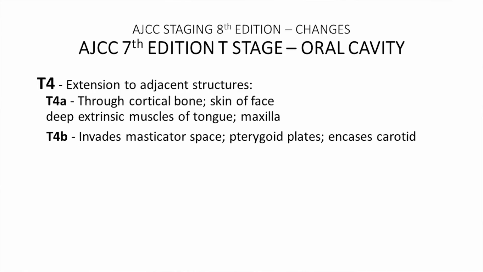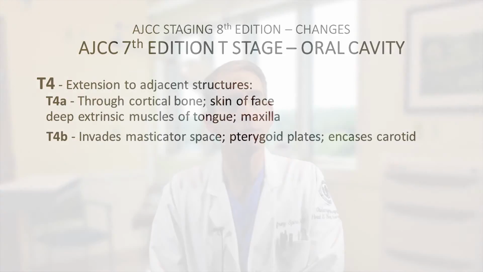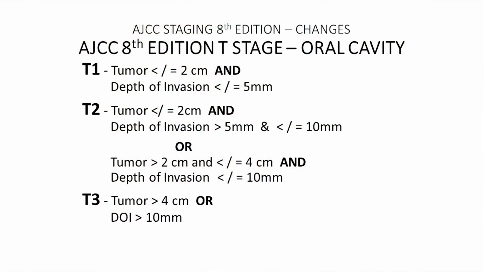So here, the big difference, and I don't expect anybody to memorize this, is that you can see that depth of invasion has been added as a criterion. The point being that you can have a lesion that's still small. If you look at T2, for example, where it says tumor is less than or equal to 2 centimeters, but has a deeper depth of invasion, it now moves up to the T2 category, reflecting, as we said, our actual experience clinically with cancers in the oral cavity.